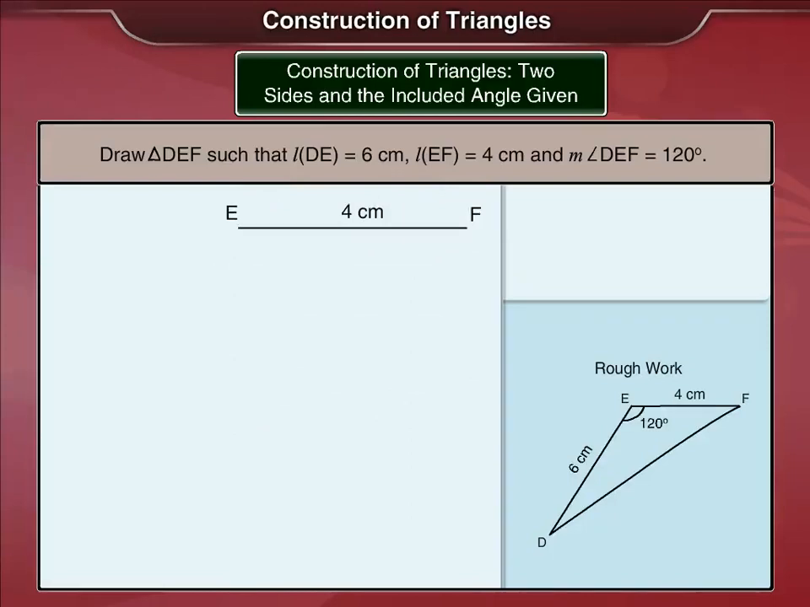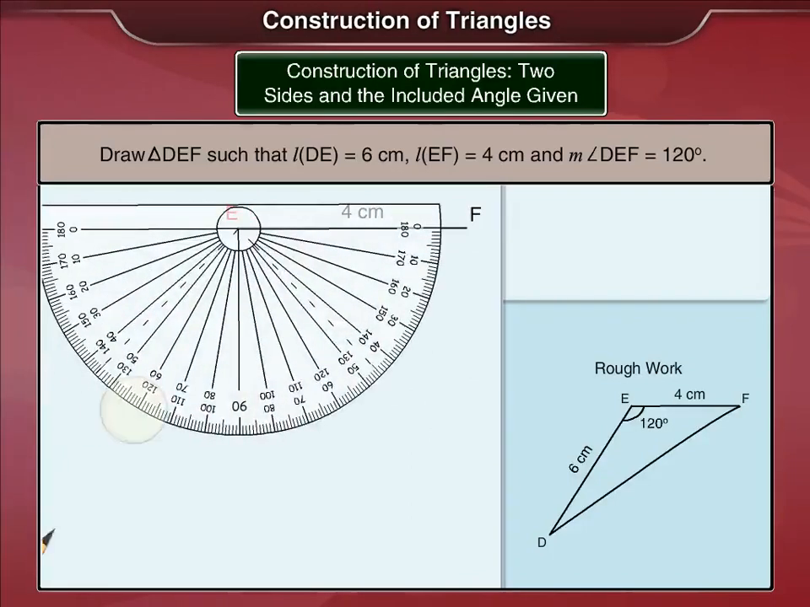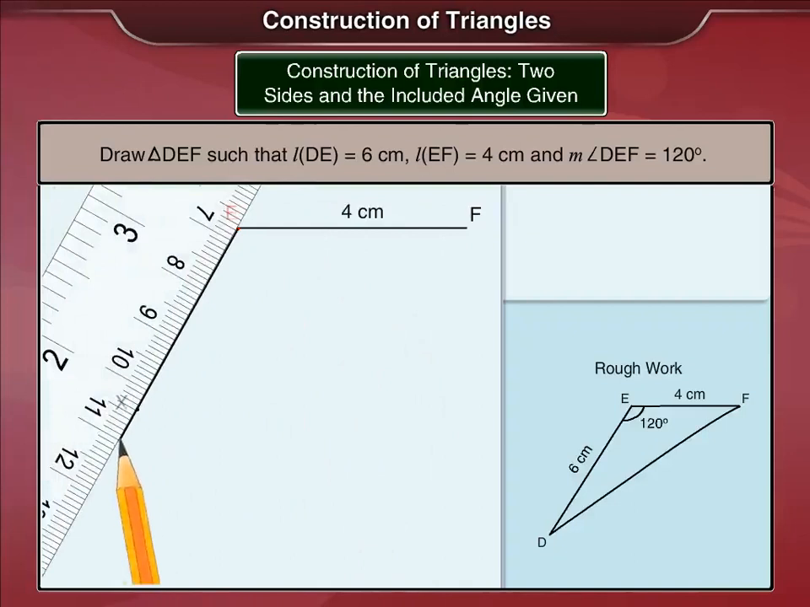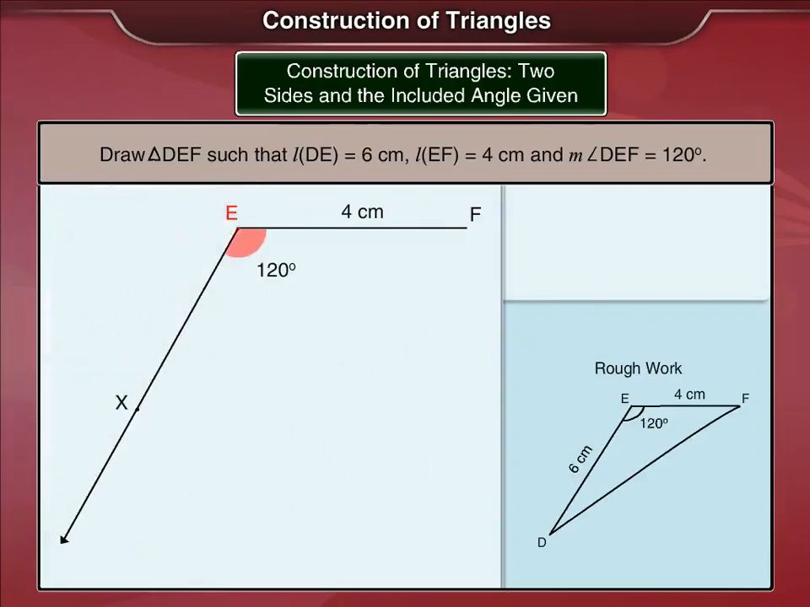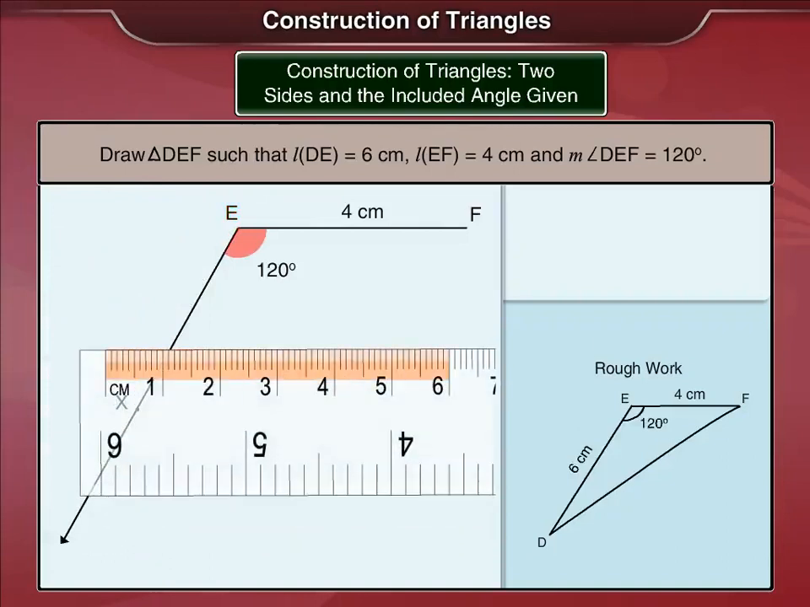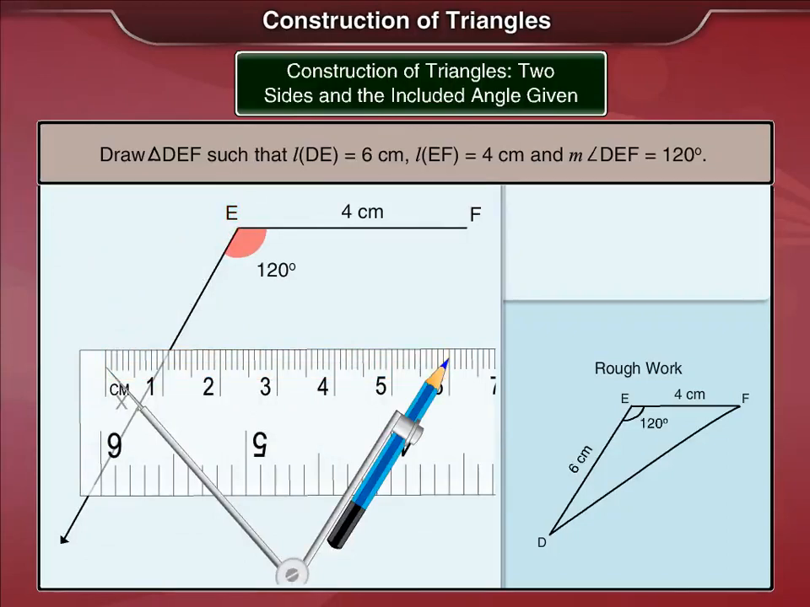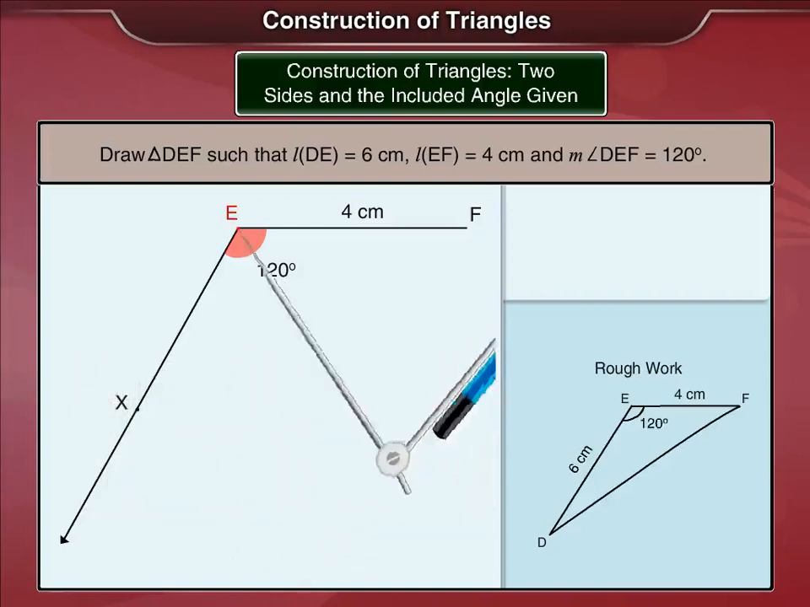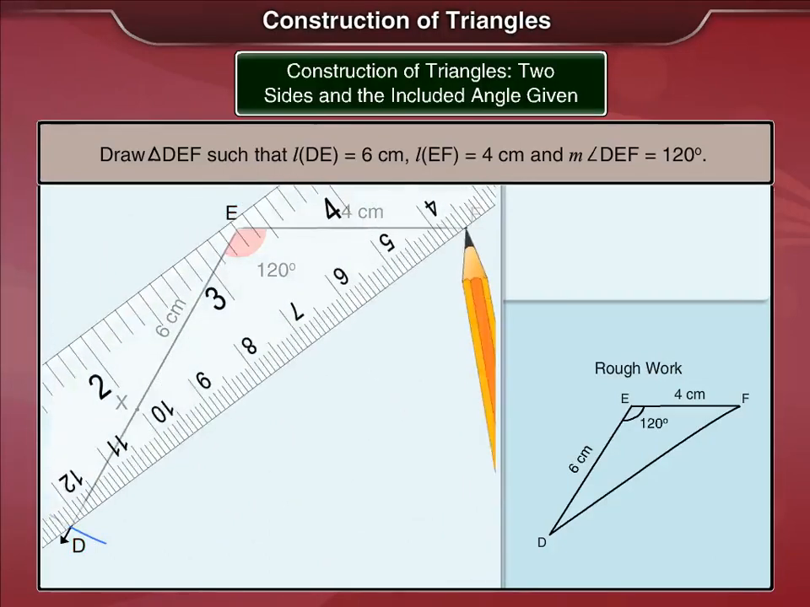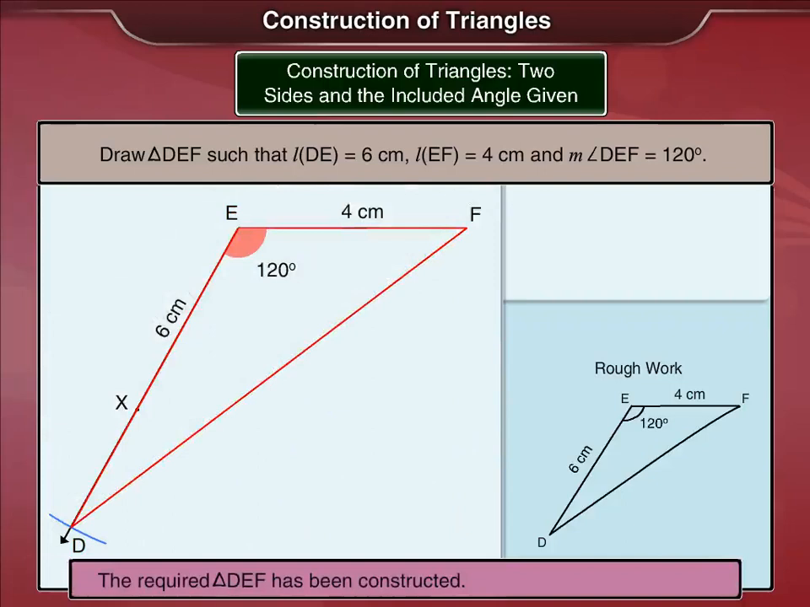Draw triangle UVW such that the length of side UV is 7 centimeters. The length of side VW is 7 centimeters and the measure of included angle UVW is 75 degrees. First, let's draw a rough diagram of the required triangle. Now, let's write the lengths of the sides of the triangle and the included angle in the rough diagram.